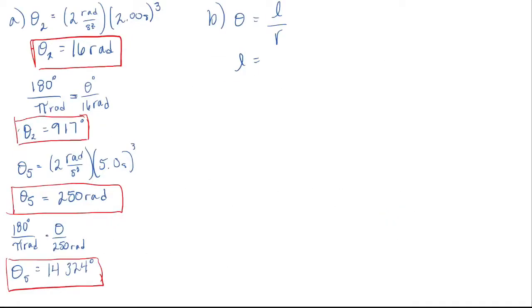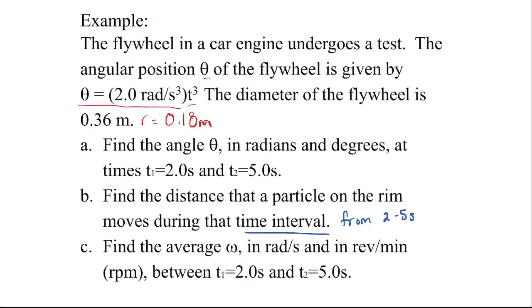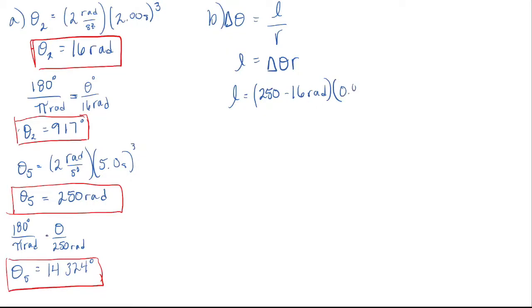So I'm guessing from 2 to 5 seconds. So we actually here would want the change in angular displacement. So L should equal the change in angular displacement times R. So that was the first equation I gave you, and that's how far the tire will actually go, if it's on the ground at least. So L equals delta theta times R. Of course it went from 16 to 250, so we're going to do 250 minus 16 radians. And then I need to multiply that by the radius. It's a good thing we found that to be 0.18 meters.